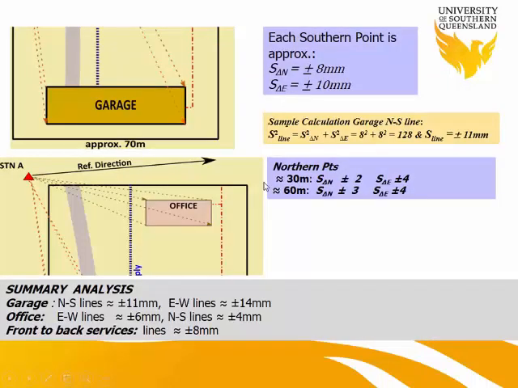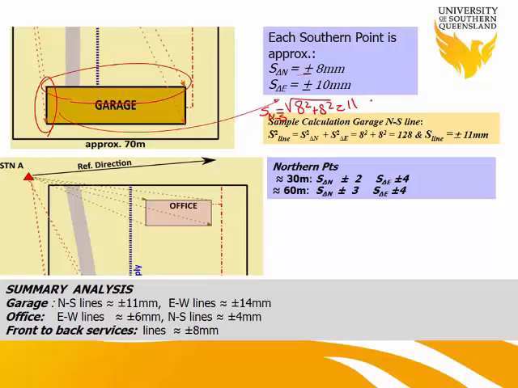If you put those numbers in the formula of error propagation, you can get the sigma, or S, whatever you want to call it, for delta northing and easting, and then you can get the relative uncertainty for each of these lines. For example, for this line, which is north-south for the garage, it's going to be 8 squared plus 8 squared, which is 11 millimeters.